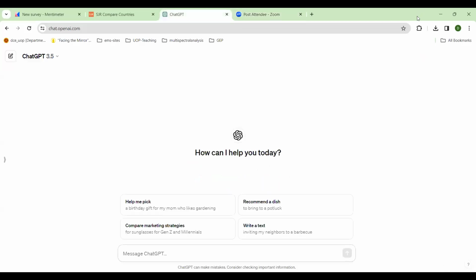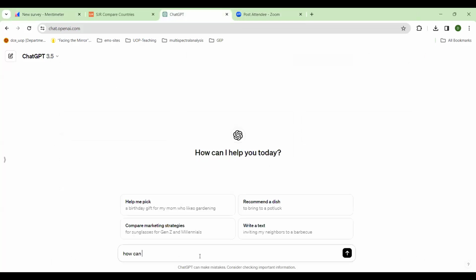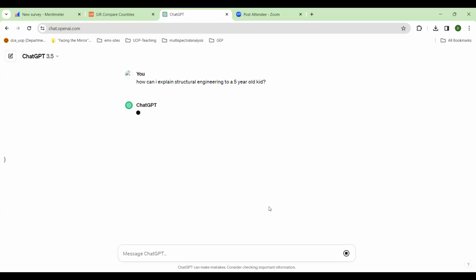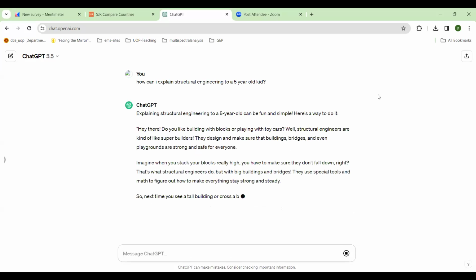For a tool like ChatGPT, which is a generative AI tool, I can go there. I asked you a question in this survey: how are you making an impact? And I think I also had a question saying, explain to me as if I am a 5-year-old kid. So for example, I can ask, how can I explain structural engineering to a 5-year-old kid? I'm asking ChatGPT. It can be a very handy tool for brainstorming.